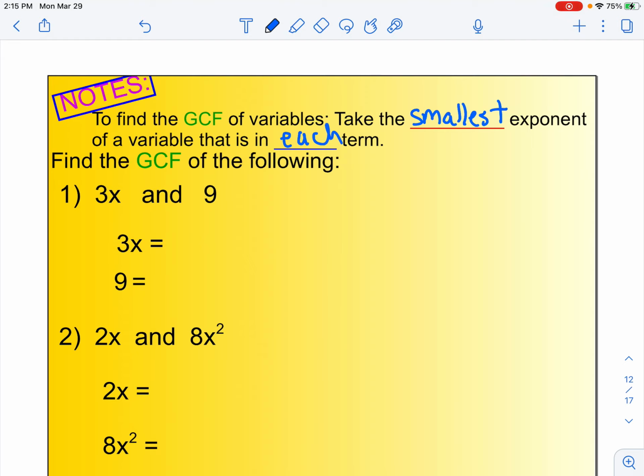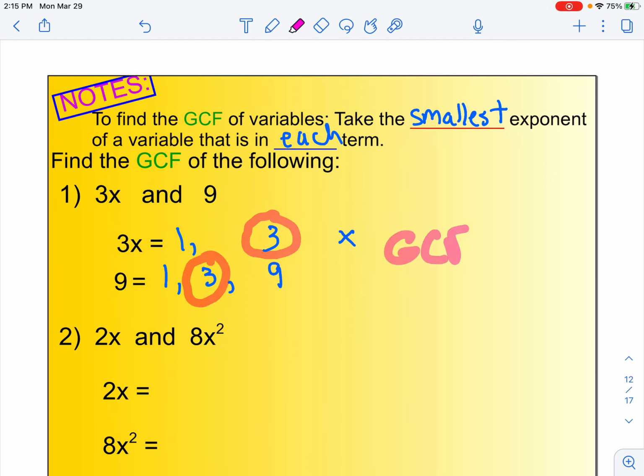So the factors of 3x would be 1 and 3 as far as the number part. And then you also have this sort of x hanging out. The factors of 9 are 1 and 9, but then 3 goes in there 3 times. But I don't write the 3 a second time. Those are all the factors, 1, 3, and 9, that divide into 9 evenly, and there are no variables. There are no x's in the bottom. So the greatest common factor of these is just the number 3. So our GCF is 3, okay?